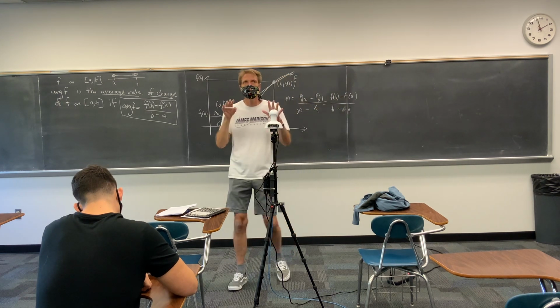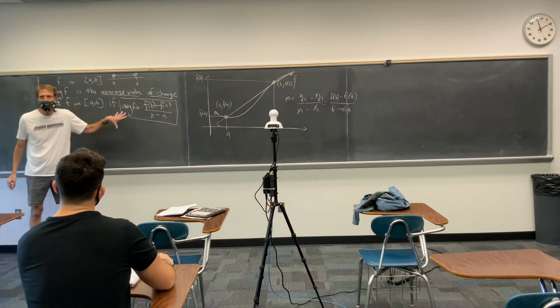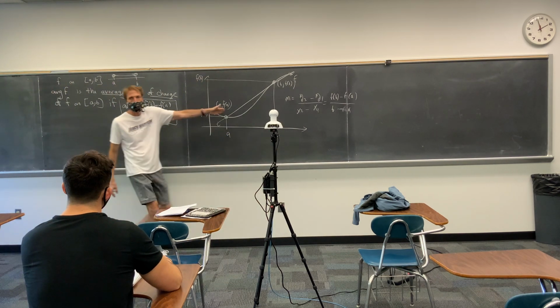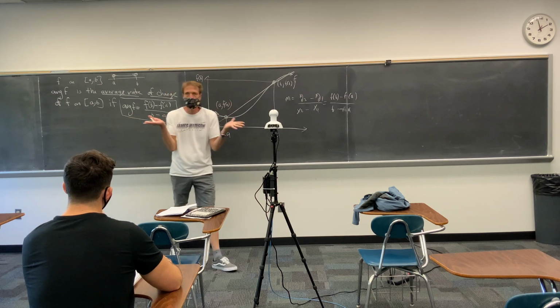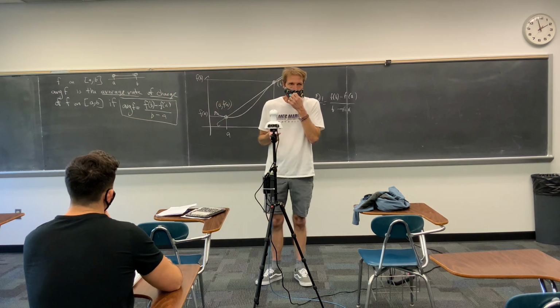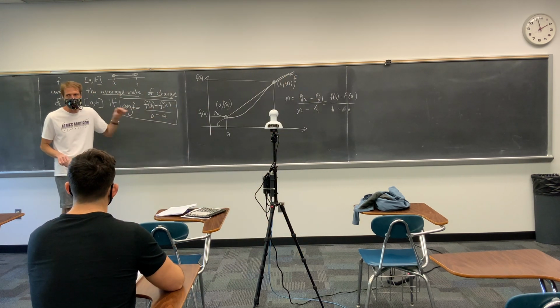Do you guys see how the average rate of change is just the slope of the line going between the 2 points on the function? Can you visualize that? Okay, slope represents some kind of rate of change.